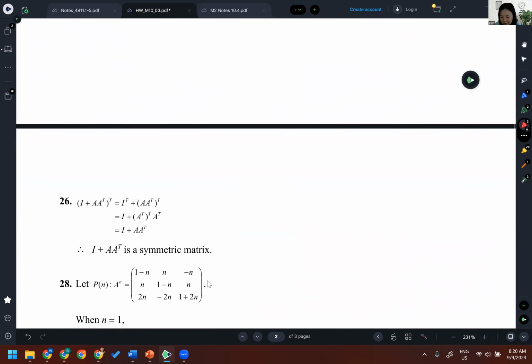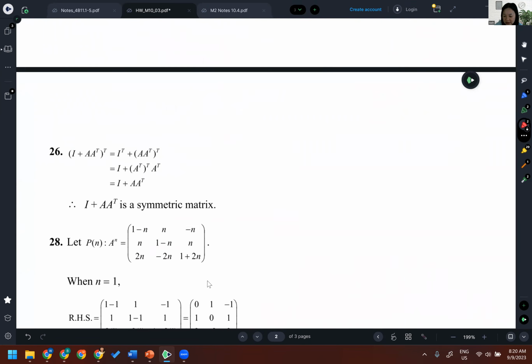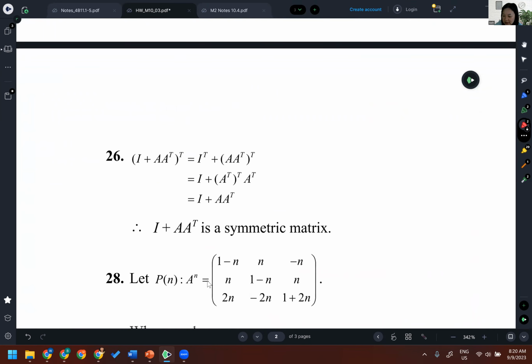After 25, I want to mention 26. For 26, you must show this step. You cannot say the left-hand side equal to the right-hand side directly. Some of you are doing that. That's not a proof, right?